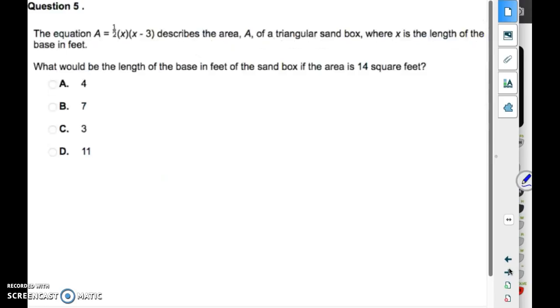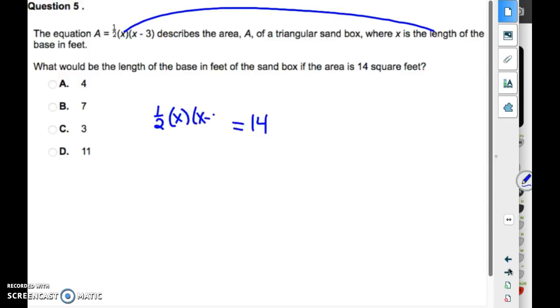So, number 5, the equation of A equals 1/2 x times x minus 3 describes the area A of a triangular sandbox, where x is the length in feet. So x is the length. What would be the length of the base of the sandbox in feet if the area is 14? So they're saying if we take our formula and say it has to come out to 14, we just have to solve for x.